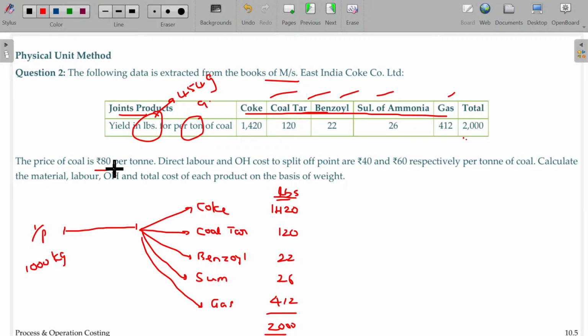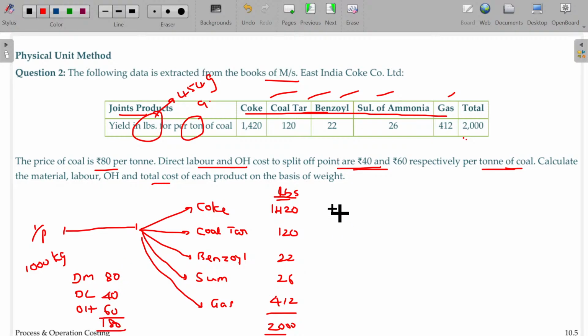The price of the coal is 80 per ton, so direct material is 80 per ton. Direct labor and overhead costs up to the split-off point are 40 and 60 per ton of coal. Calculate the material, labor, overhead, and total cost of each product on the basis of weight. The total cost being 180.